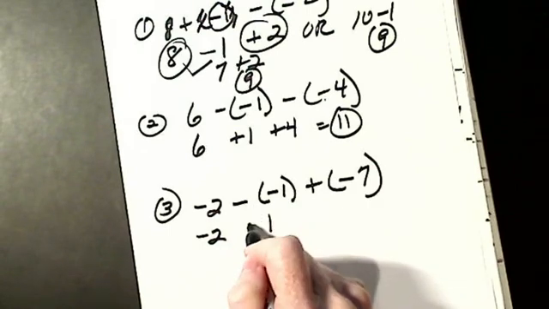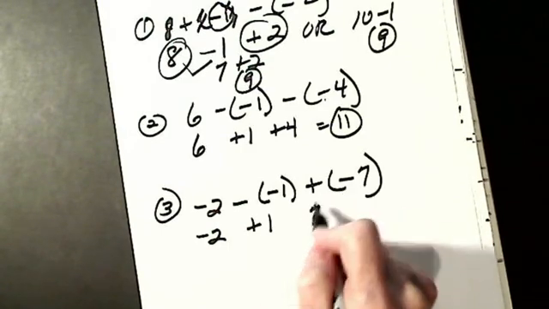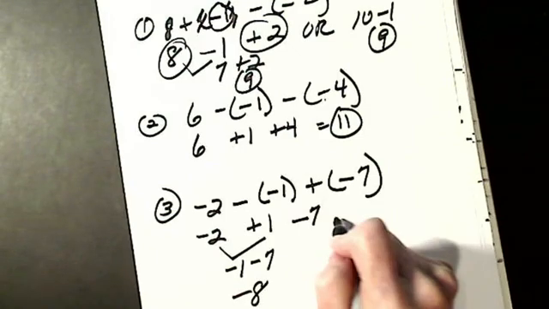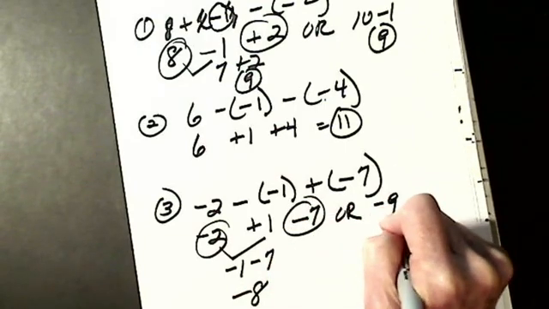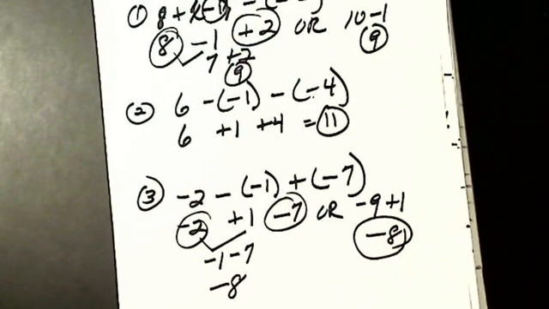All right, this one, my negative 2 stays. I'm going to have a 1. Negative says change it. I'm going to have a 7. Plus says keep it. Then I can go left to right or group like signs. You have a choice. If I go left to right, negative 1, negative 7, signs are alike. Add and take the same sign. Or I could group like signs and get negative 9 plus 1. But either way, I get negative 8. There's one right answer, but different ways to get there.